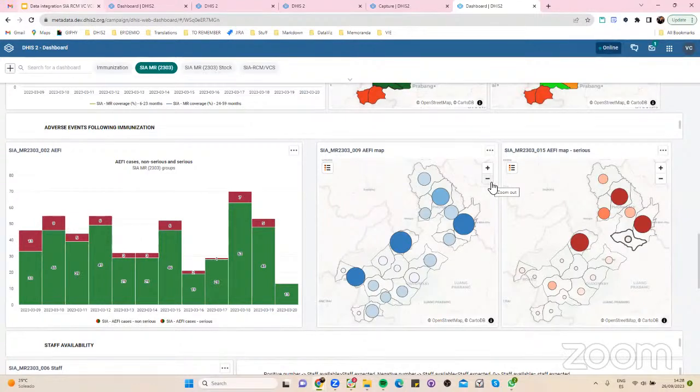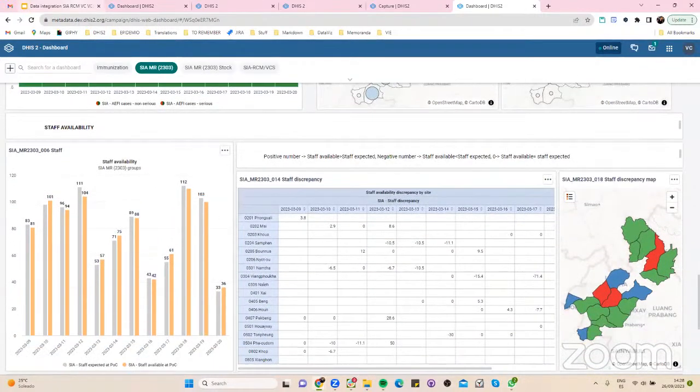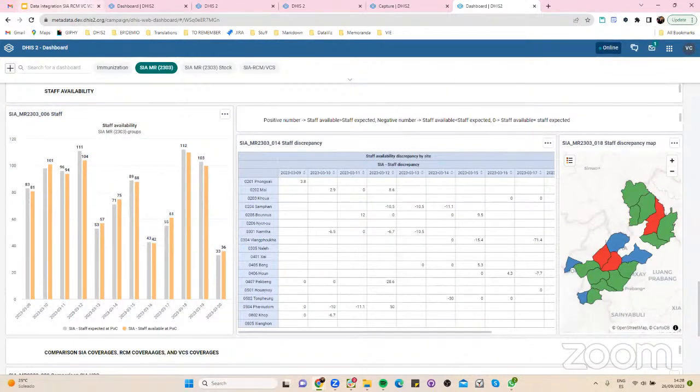And you can see, for example, where these AFI happened and where the most serious ones were happening. And of course, you can also have information on staff, as we saw earlier, where I put a little note to better interpret the kind of information. So you will see, for example, if there is any kind of pattern with your staff not showing up. For example, here you see that there is a negative value.